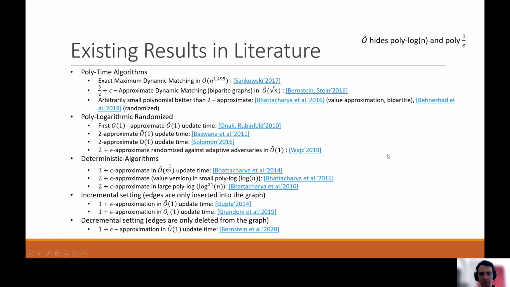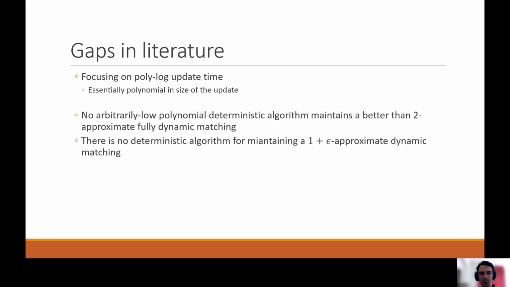There are also algorithms for the special cases of incremental and decremental graphs, which are essentially optimal in a sense that they are almost constant time and achieve 1 plus epsilon approximation. So those 2 settings seem to be easier. Note that there were a few things which could not be achieved deterministically before, such as maintaining a better than 2 approximate fully dynamic matching with arbitrary low polynomial update time, and also a deterministic algorithm for decremental matchings in bipartite graphs.